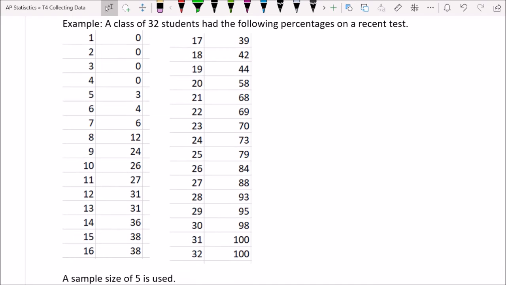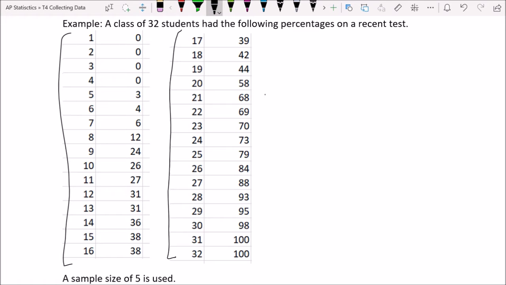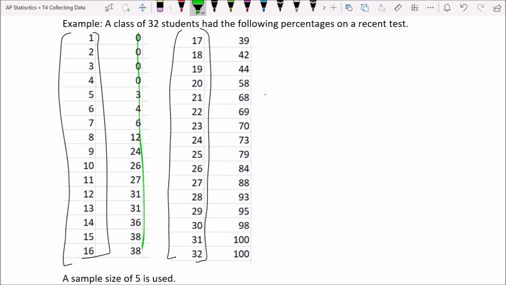A class of 32 of my students had the following percentages on a test. These numbers on the left, the 1 through 16, that's just saying student number 1, student number 2. I took their names off because that would be really unethical. So this here is just the numbers of the students. In black, I'm bracketing the student number 26 or whatever. And the numbers that are here, I'll highlight them in blue. So these are the actual scores, percentages.